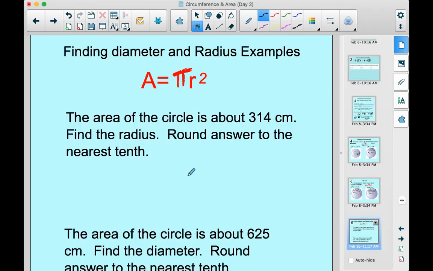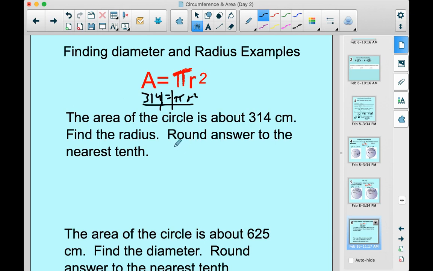All right, let's see if we can go backwards on this one. So this one says the area is about 314. Find the radius. So think about what we do to get the area. It's 314. So 314 equals pi times the radius squared. So again, thinking about our equation solving stuff of working backwards, we're trying to find the radius here. So let's divide both sides by pi.